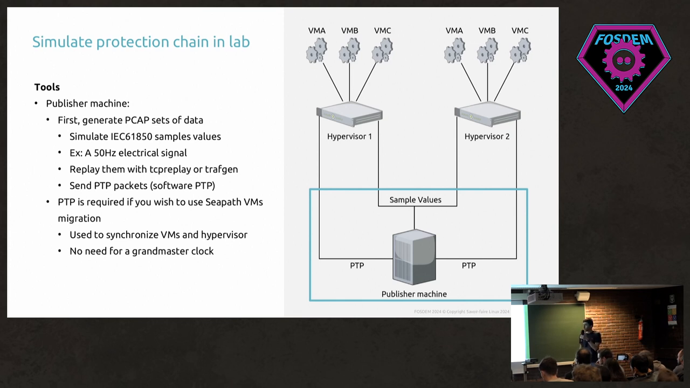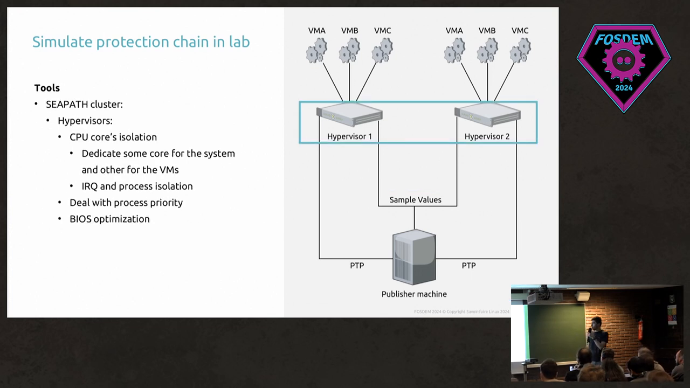We can use some PTP packets to synchronize all of this, but keep in mind that it's not required. It's not an obligation to use. PTP is only used on CPaaS when you wish to use some CPaaS features such as VM synchronization and VM migration. But this is not an obligation to be used.